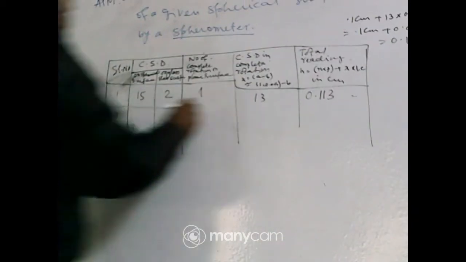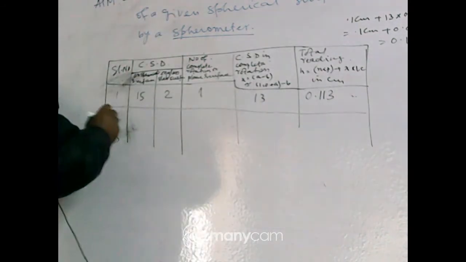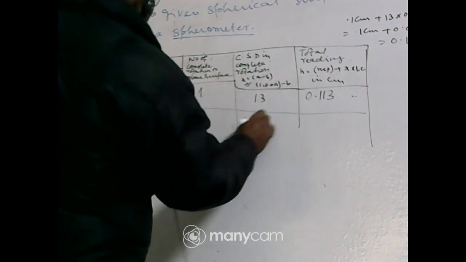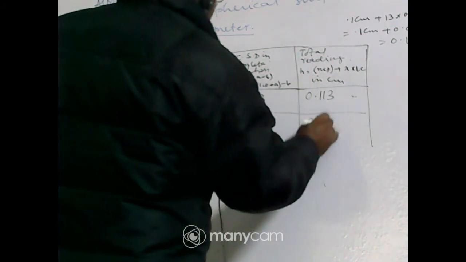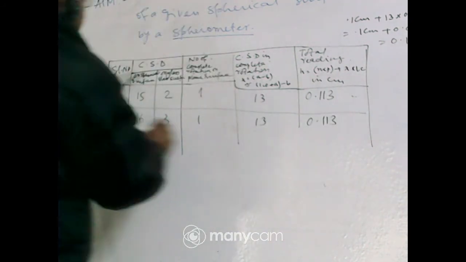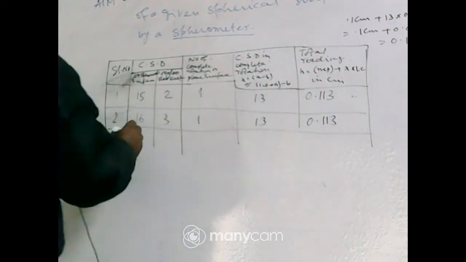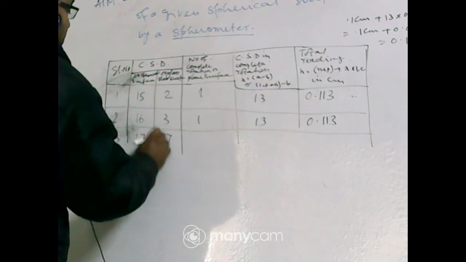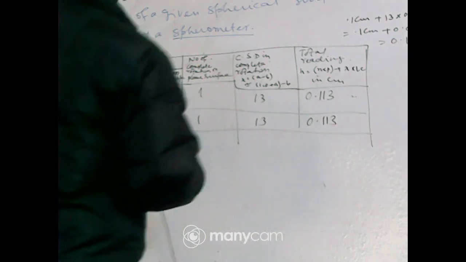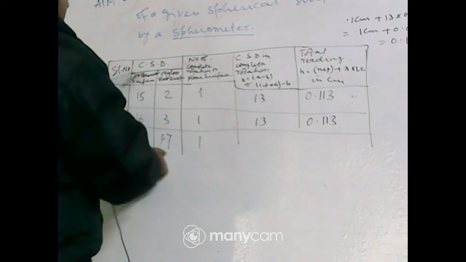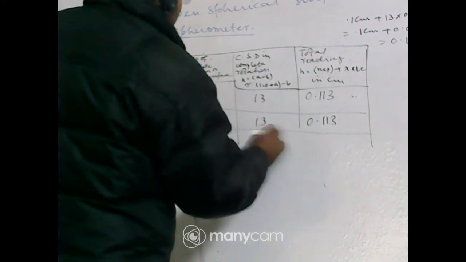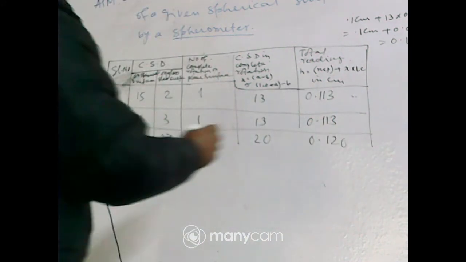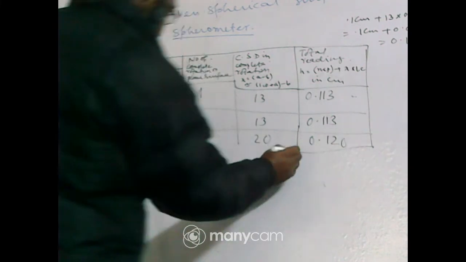Okay, you check here. Next, 16 and 3, 1 rotation. It will be the same, 13, 0.113 centimeter. Next, it will be 17, 97, before the 0, 1 complete rotation. 17 plus 3, that is equal to 0.120. Okay, so those are the readings.